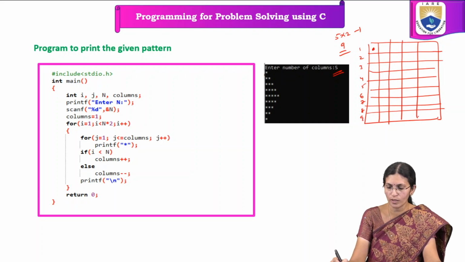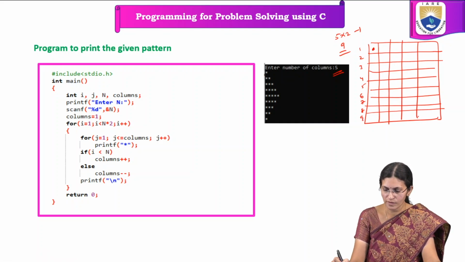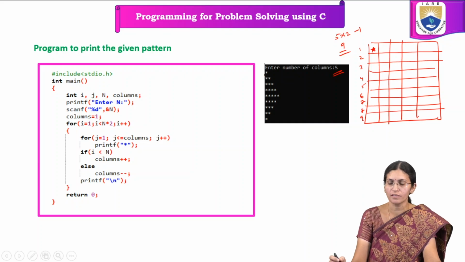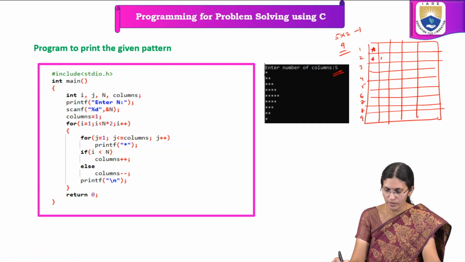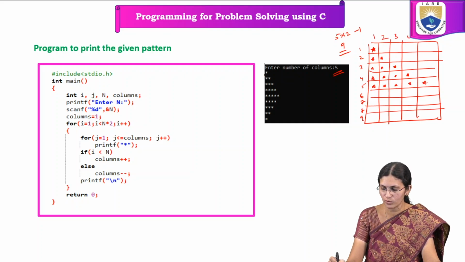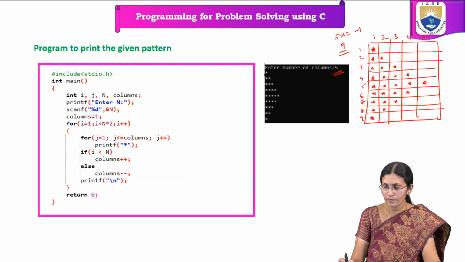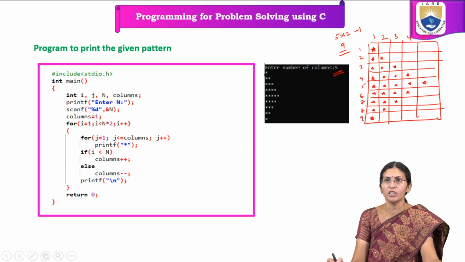In the first row, one star is to be printed. After that, 2 stars have to be printed, and it will go on increasing: 1, 2, 3, 4, 5. After that it decreases: 4, 3, 2, 1. This corresponds to the number of columns as 5. So this is the pattern which we need to obtain and print here.